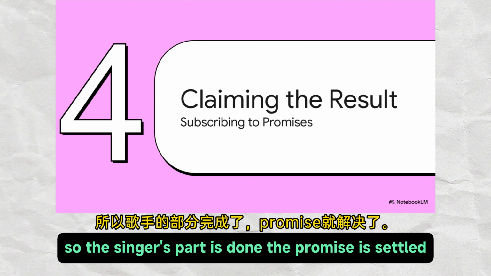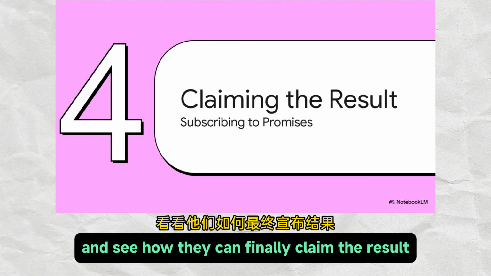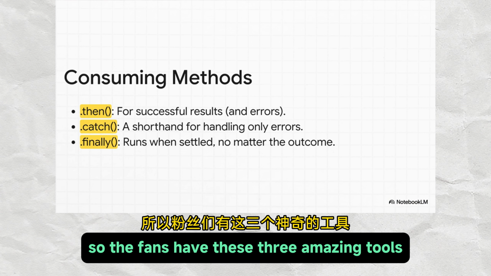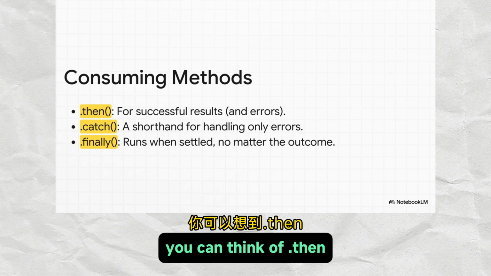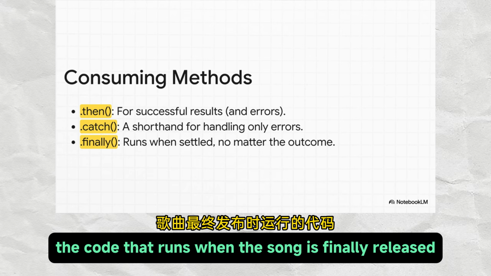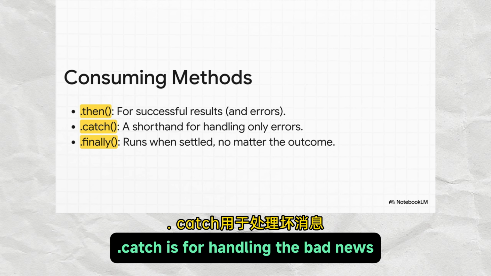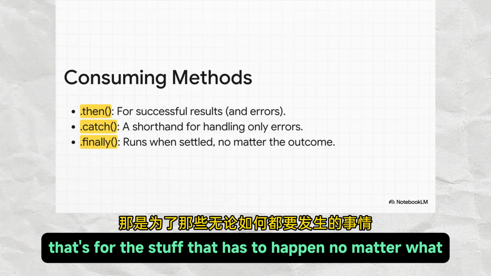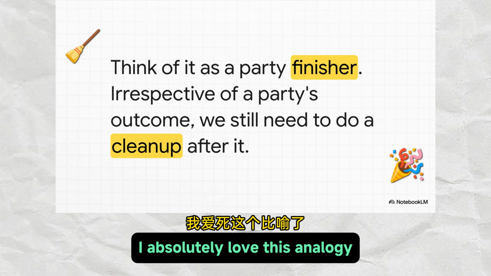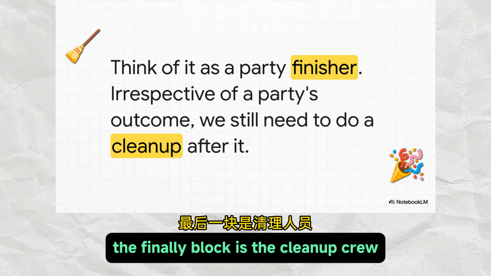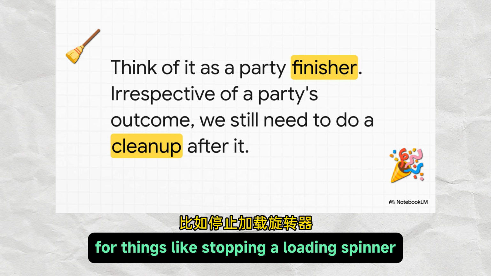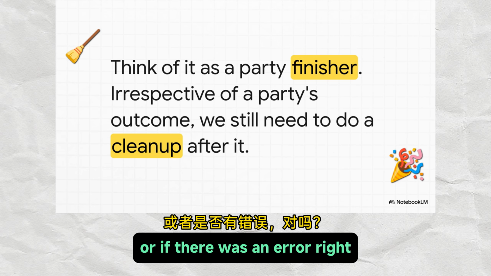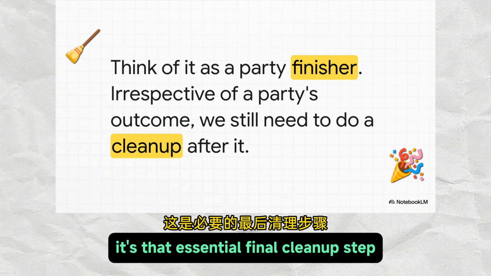Okay, so the singer's part is done. The promise is settled. What about the fans? Let's switch gears and see how they can finally claim the result they've been waiting for so patiently. So the fans have these three amazing tools to subscribe to the promise. You can think of .then as the code that runs when the song is finally released. Awesome. .catch is for handling the bad news, like that studio fire. And .finally, that's for the stuff that has to happen no matter what. I absolutely love this analogy. The finally block is the cleanup crew. It's perfect for things like stopping a loading spinner on your website. I mean, you want that spinner to go away whether the data loaded successfully or if there was an error, right? It's that essential final cleanup step.